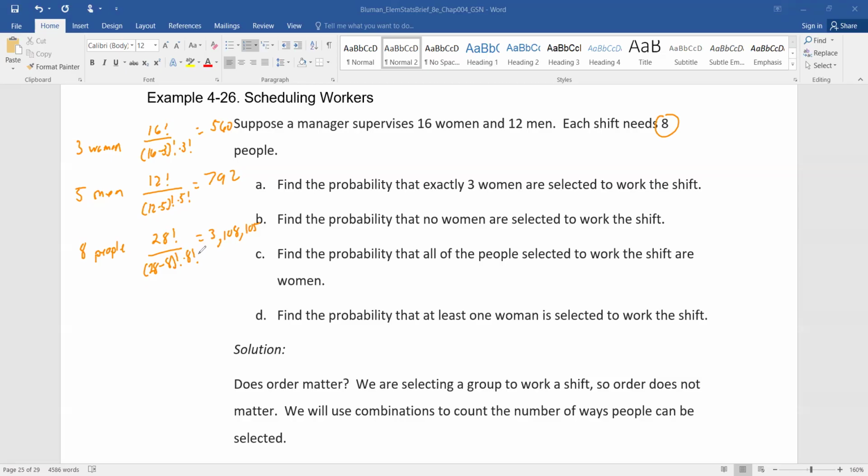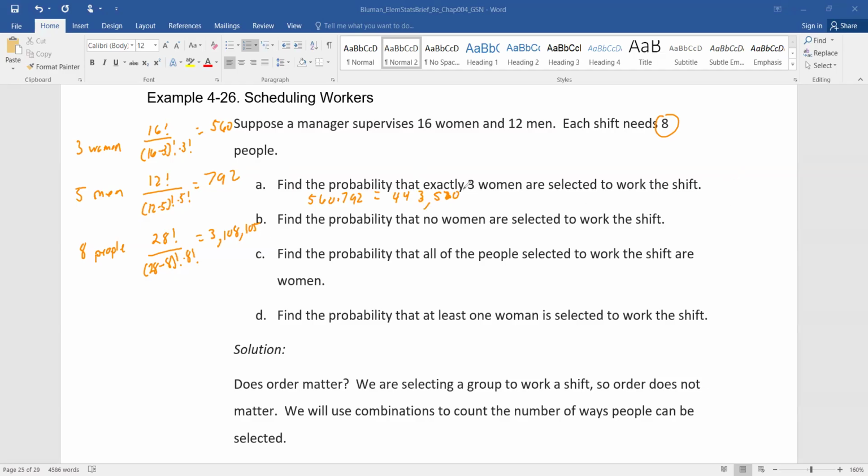So now all I have to do is find all the different possibilities of getting exactly 3 women and 5 men. So I do 560 times 792. When I do that, I get 443,520. So that is all the possibilities I have out of 3 million.